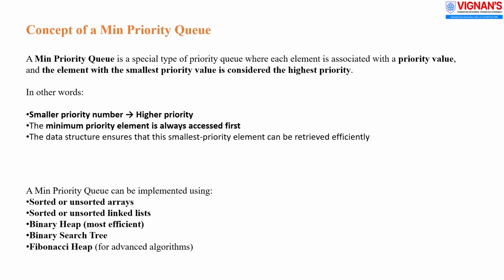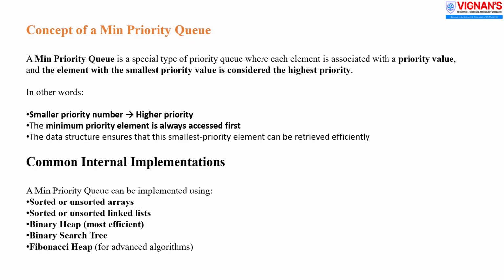A min priority queue is a special type of priority queue where each element is associated with a priority value, and the element with the smallest priority value is considered the highest priority. In other words, a smaller priority number means higher priority. The minimum priority element is always accessed first. The data structure ensures that this smallest priority element can be retrieved efficiently.